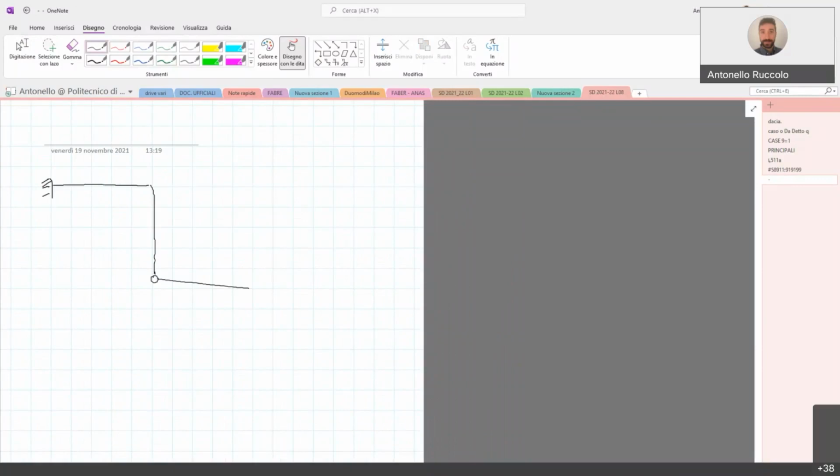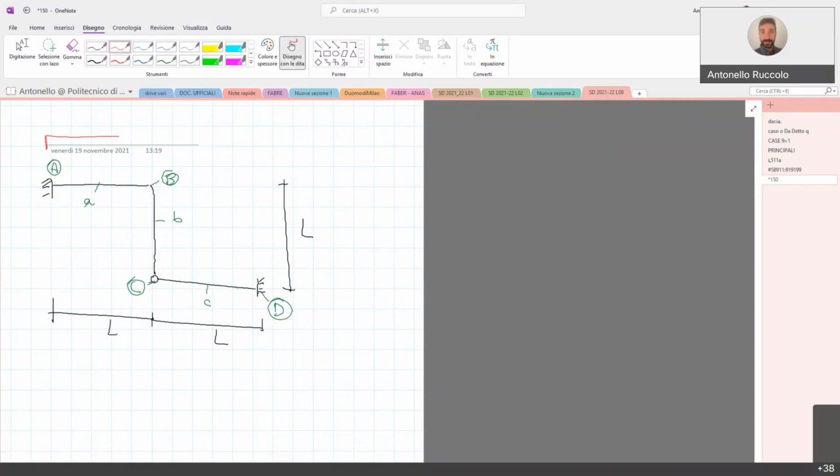All the dimensions are once again L. We have node A, B, C, node D, beam A, beam B, and beam C. Only one load is applied on the beam A. Okay, we want to apply again the displacement method.